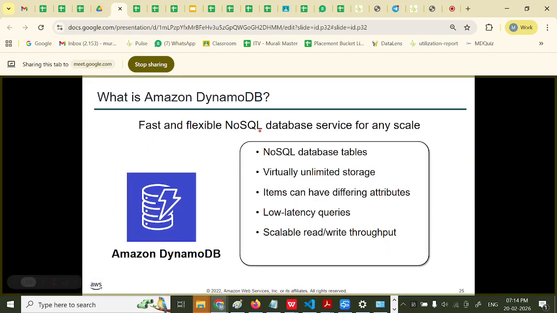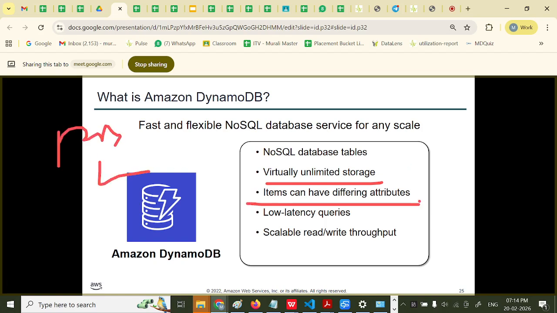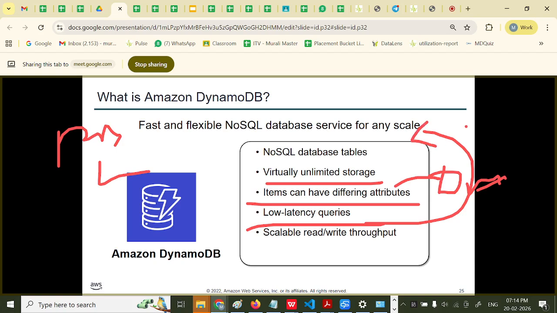It is a fast and flexible service for any scale. Any scale means you can see n number of videos, n number of photos, everything is there. So it is unlimited storage. Virtually it is unlimited storage. As we already checked, RDS has limited. Now items can have different attributes. It can be image, video, anything. Whatever you put, it will come in a low latency query. Low latency means reduced delay.